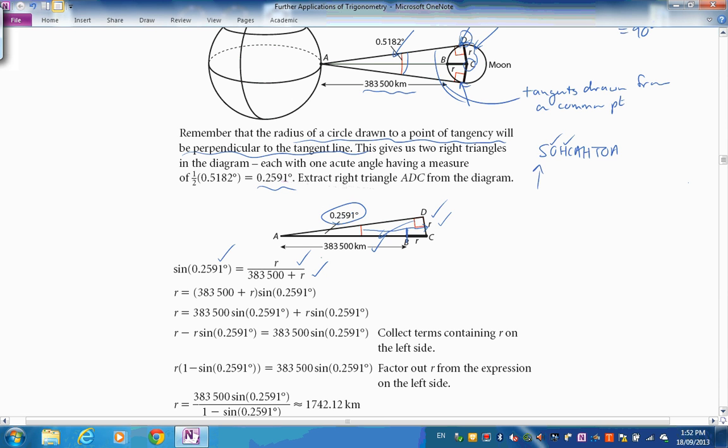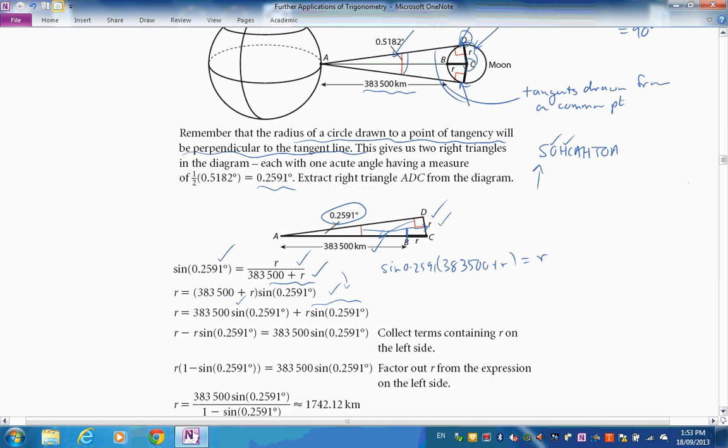So multiplying across by r, they've done a few things here in going from here to here. We've got the sine of this, multiplying across by 383,500 plus r equals r. And then we've got sine 0.2591. Oh, well, from here on it's the same, isn't it? They've done it in a slightly different order. Put it on the other side. So now we've got 383,500 times the sine plus r times the sine.